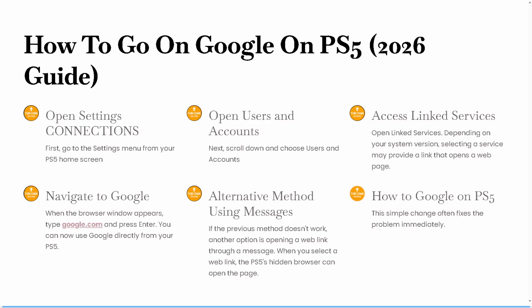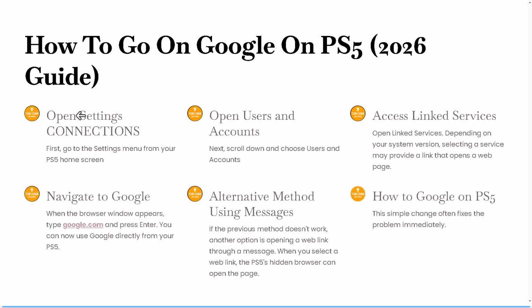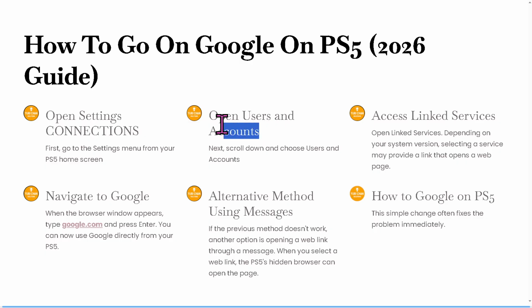From the PS5 home screen, move to the top right corner and select the settings menu. And then you need to open the users and accounts. Scroll down and choose the user accounts, because after that, you need to access the linked services. Open linked services depending on your system version.